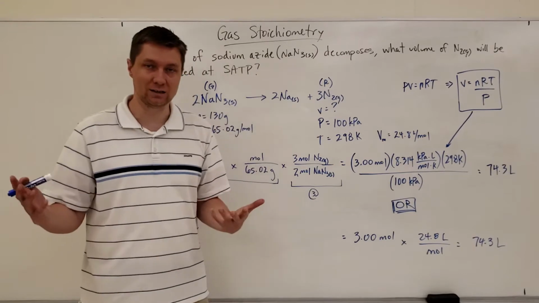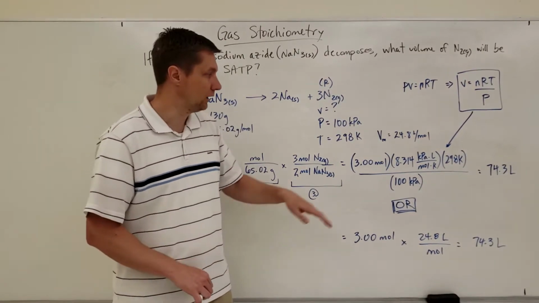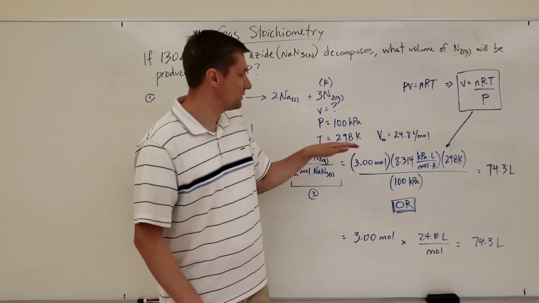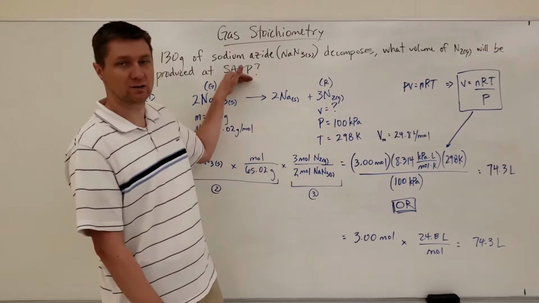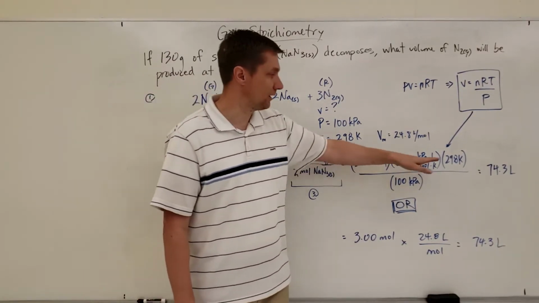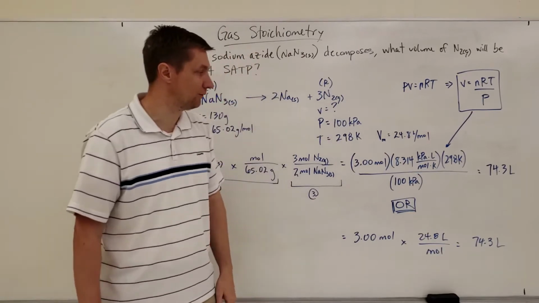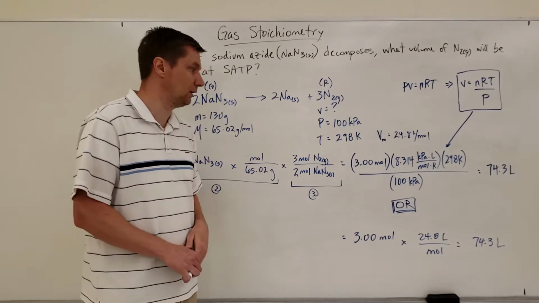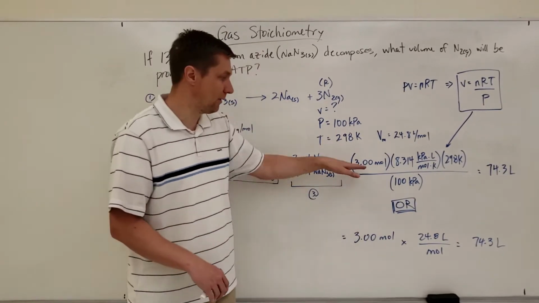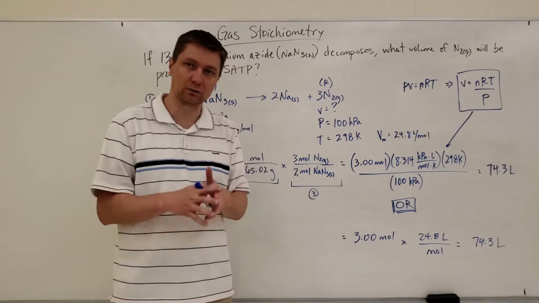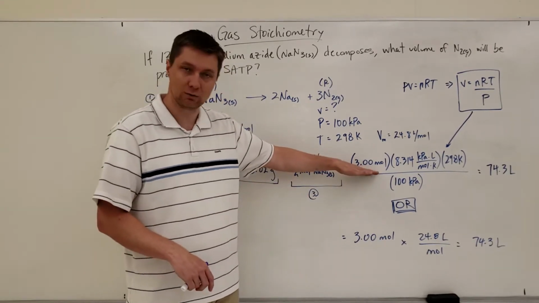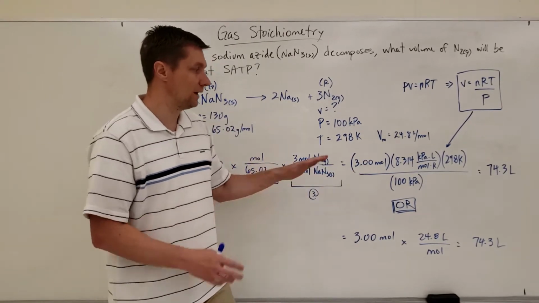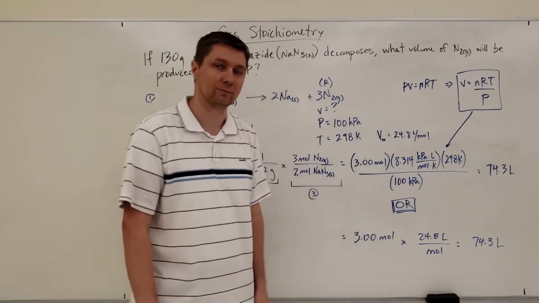R is just the ideal gas law constant that's found in your data booklet. It's 8.314, so I plug that in there. The temperature is given to me in the question as part of SATP, so 298 Kelvin goes there as per the formula. And then on the bottom, the pressure number is 100 kilopascals, and so I plug that in. I punch this into my calculator. Remember, this number is going to be a big long number in your calculator. Don't round until the end, so you need to use the big long number in your calculator, not the rounded 3.00. And when you plug that all in, you're going to get 74.3 liters.